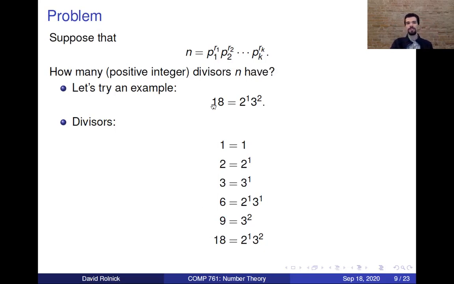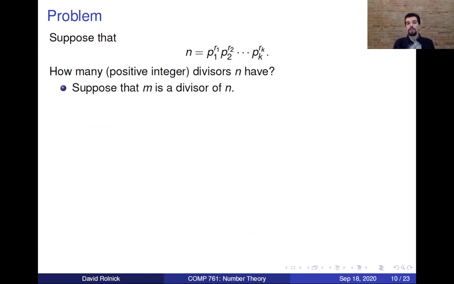But let's take a look. Suppose that we have a divisor m of n. First of all, what primes can divide m? What are the possible primes that we have to pick?